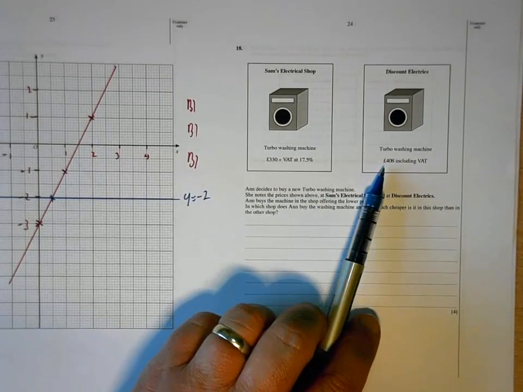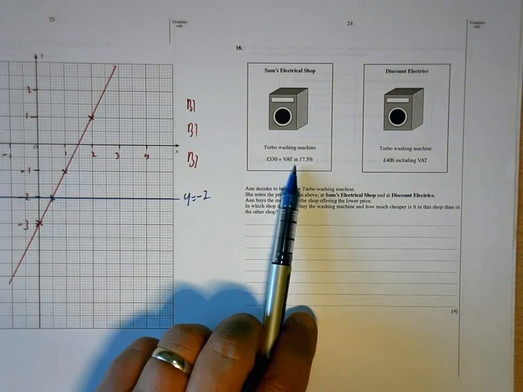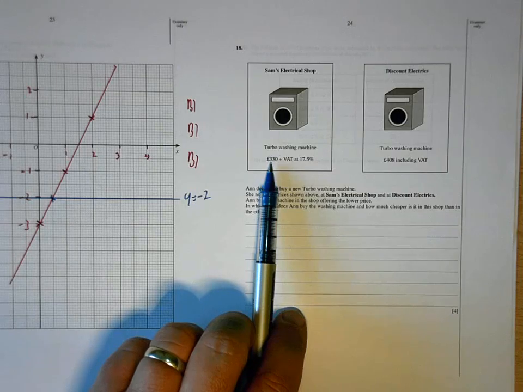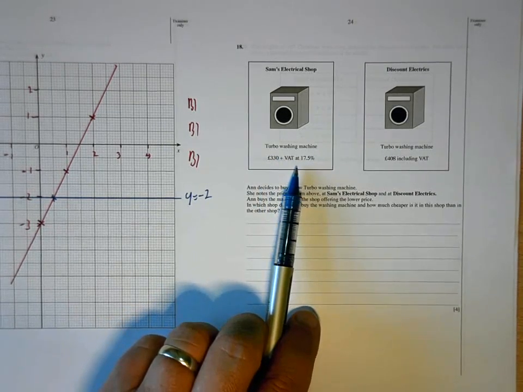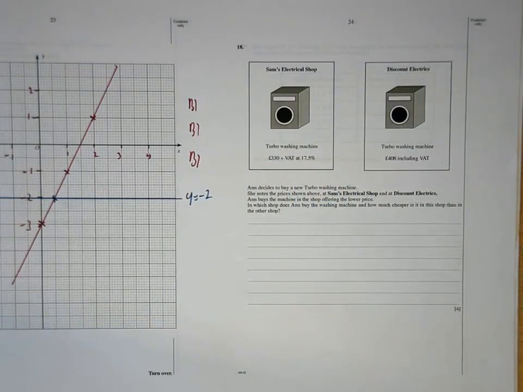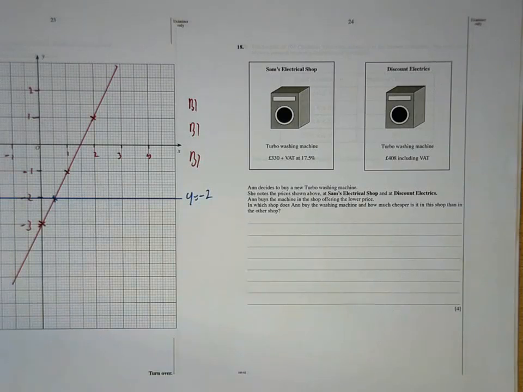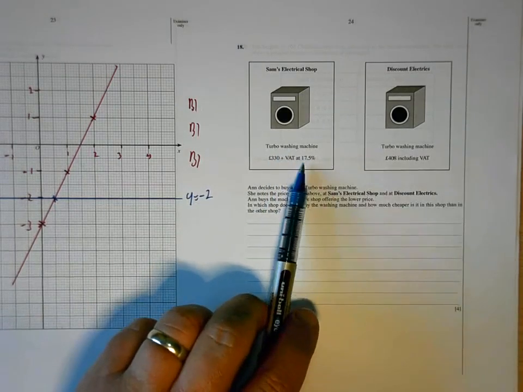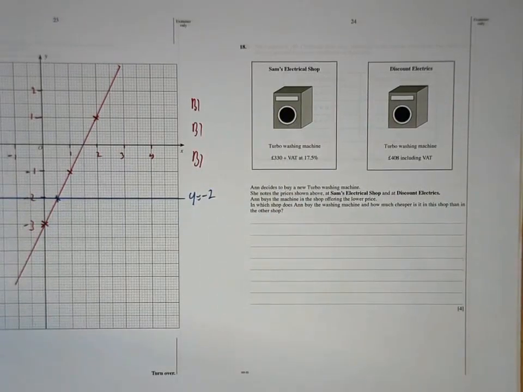Okay, so we've already worked out that one, that's how much it's going to cost her, £408. In this shop, she has to pay the value added tax on top of the £330. Now, in 2008, value added tax was 17.5%. It's currently 20%, but we'll work with that. So first thing we have to do is to work out what 17.5% of £330 is.